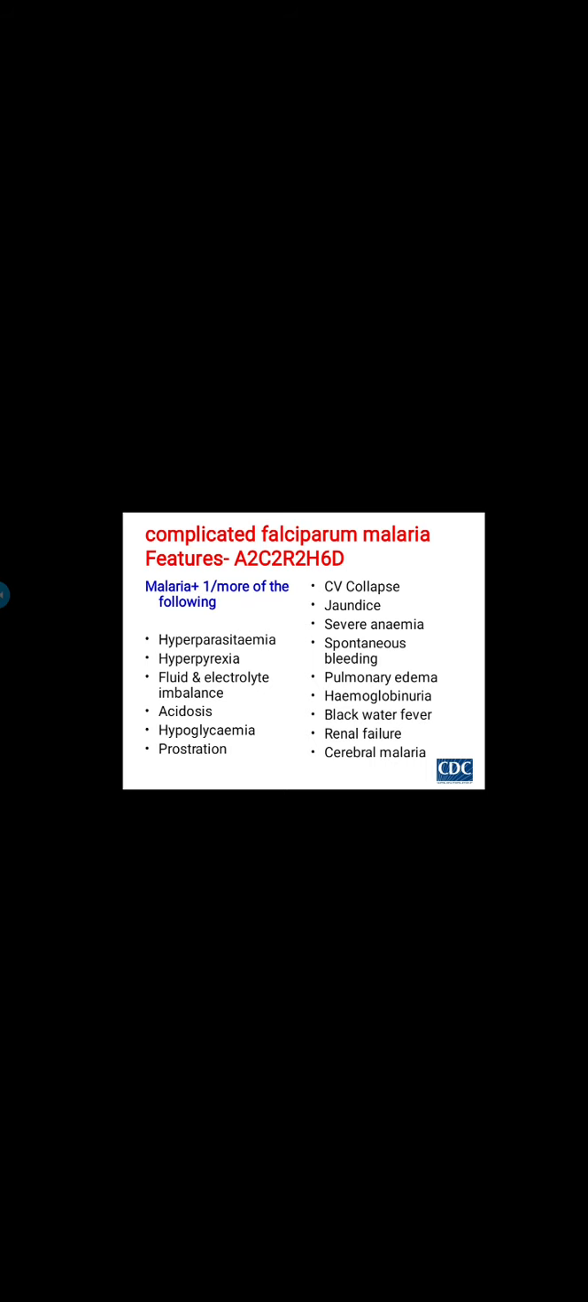So A2 is anemia, acidosis; C2 is coma, convulsion; R2 is respiratory failure, renal failure with creatinine more than 3; H6 is hypoglycemia, hypotension, hyperbilirubinemia, hemoglobinuria, hyperpyrexia, hyperparasitemia; and D is DIC. Presence of any of these features will stamp a patient as complicated malaria, and there we need to give parenteral therapy.